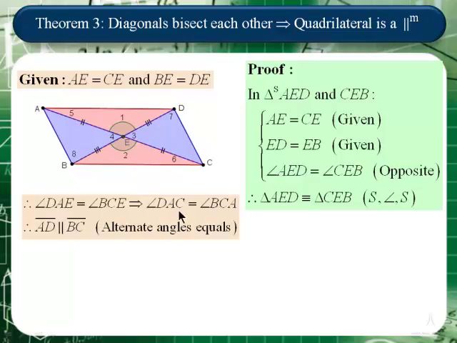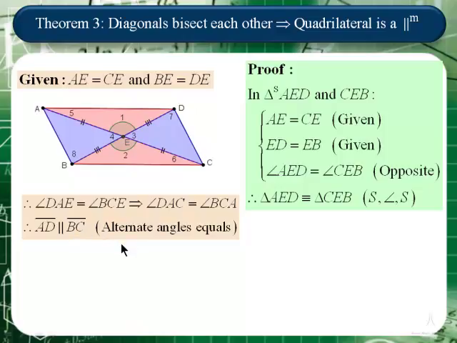What can we conclude from this? We can conclude from this that angle 5 must be equal to angle 6. Now angle 5, another name for that, will be angle DAC, and angle 6 will be BCA. Now 5 and 6 are actually alternate angles if we consider the line segments AD and BC and we take AC as the transversal. So therefore we know that alternate angles are equal, and for that reason we can conclude that AD is parallel to BC.